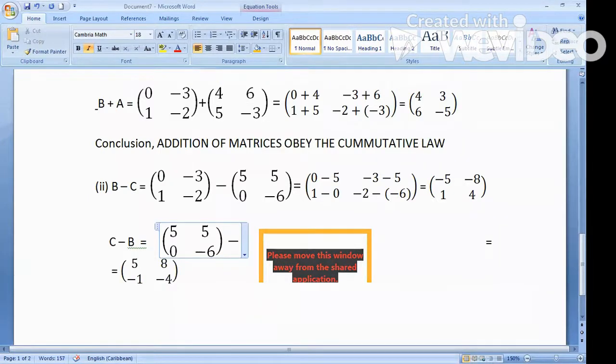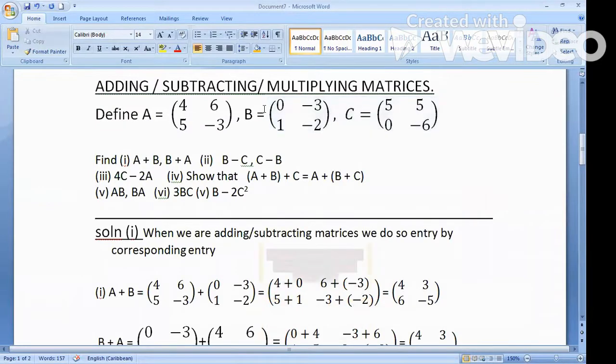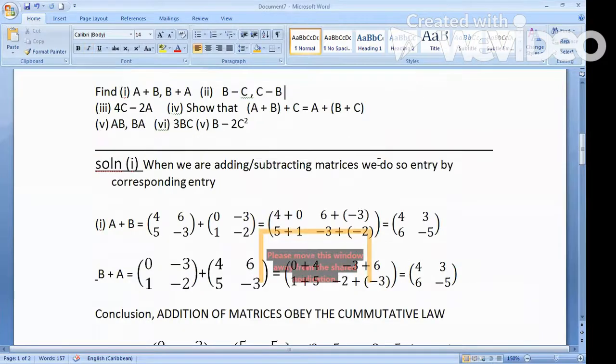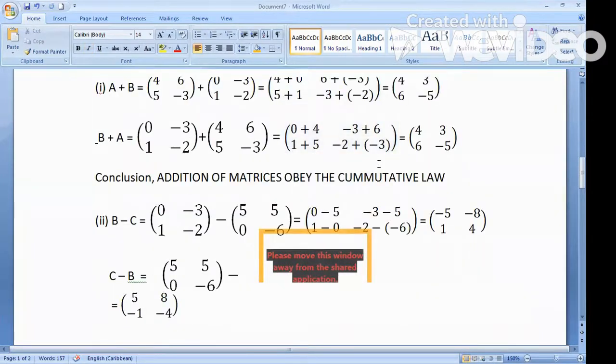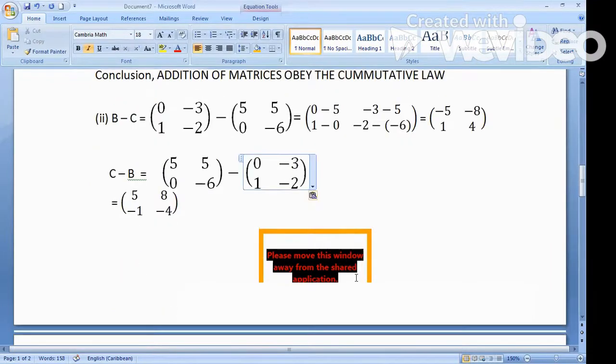C subtract B. Well, if you ever see my screen, it's so confusing. As a facilitator, I'm seeing so many boxes in front of me, and this thing is popping.